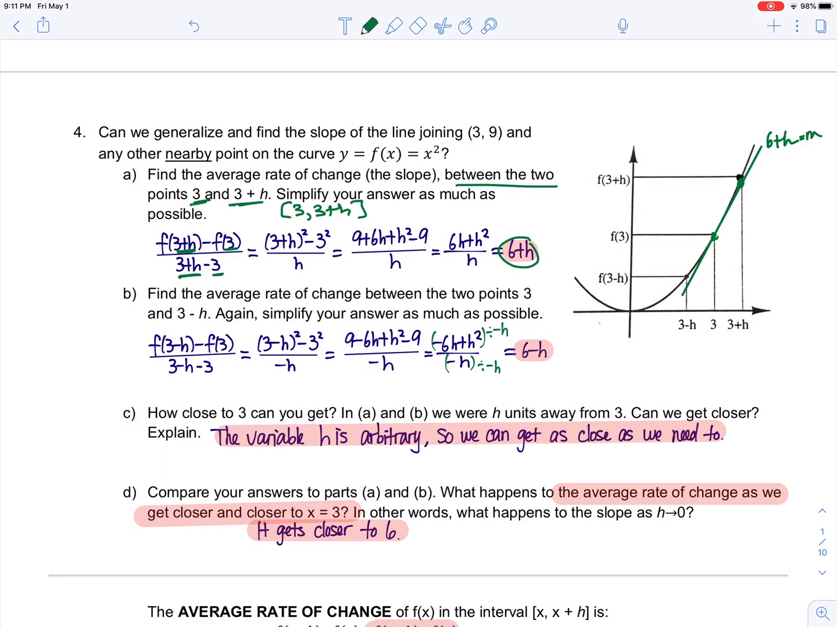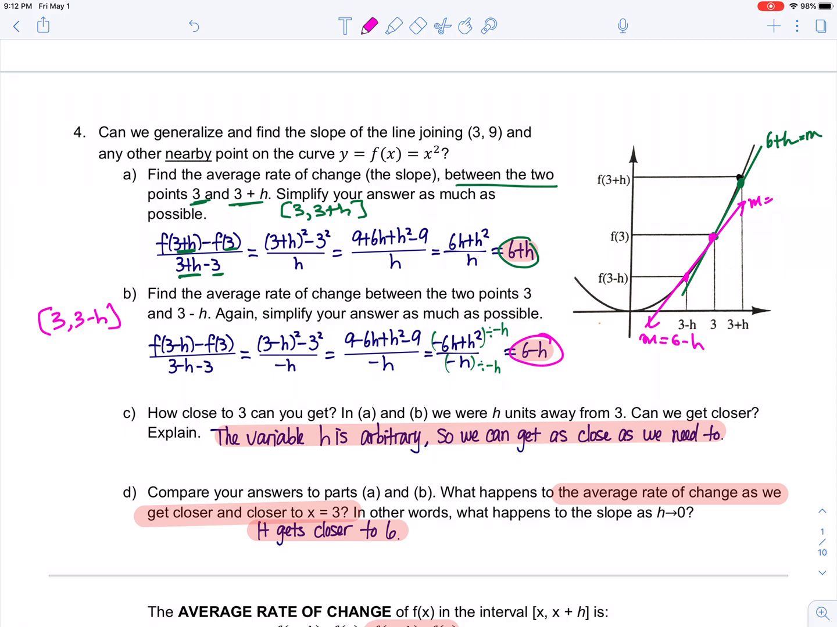And then you did the same thing. This time you went to a point to the left of 3. So first we had 3 and 3 plus h, so we went a little bit past it. And now we're going to find the slope of the line through 3 and 3 minus h. So you should have had a little bit different slope. You did the same exact calculations. And we ended up getting, the only difference is that the slope is 6 minus h. And so you should have seen that those are really similar.